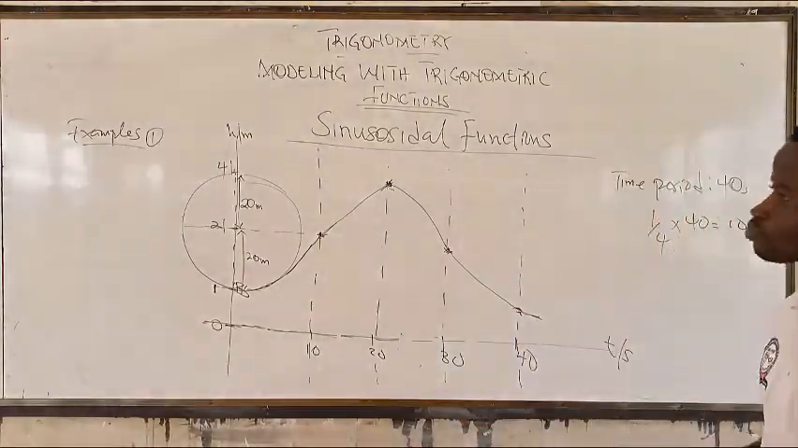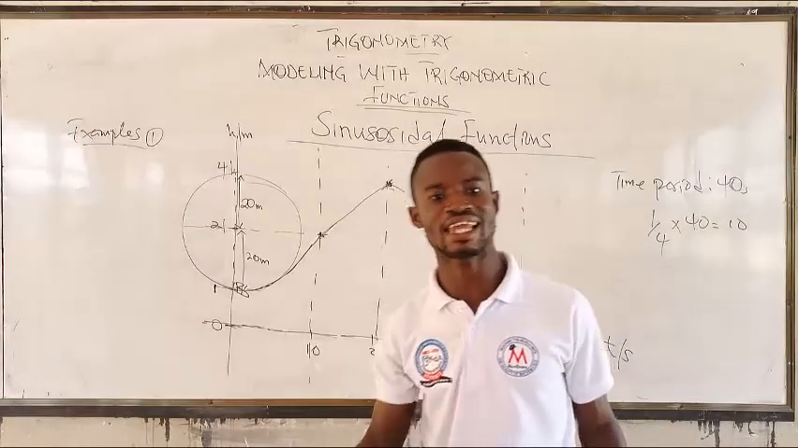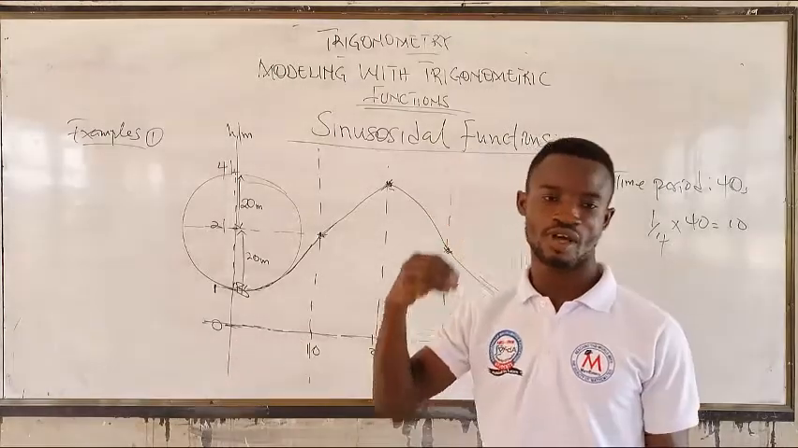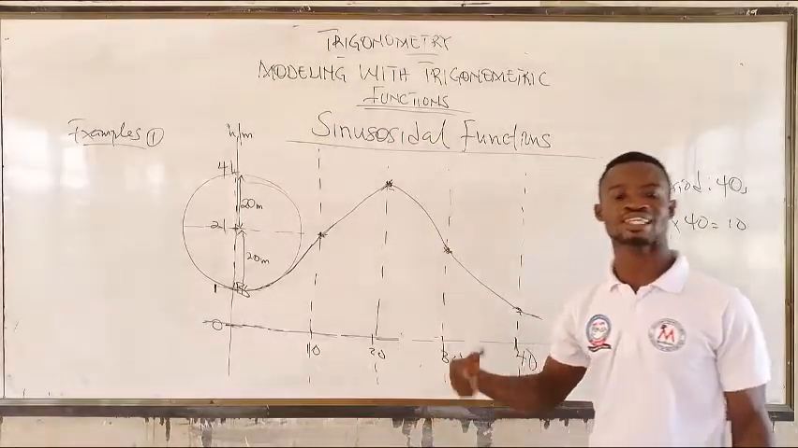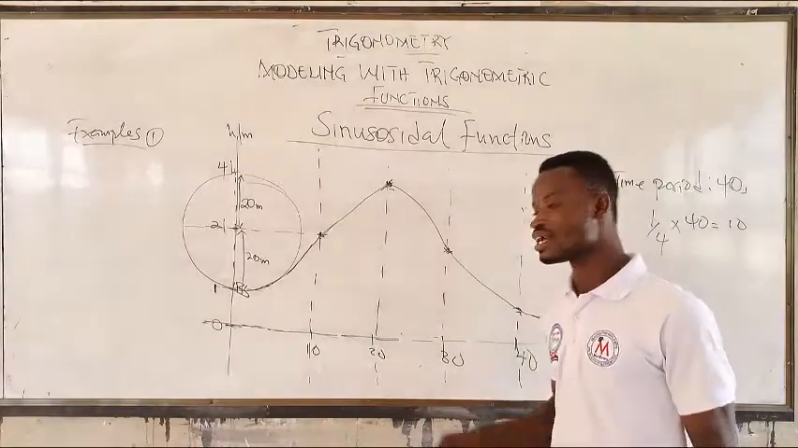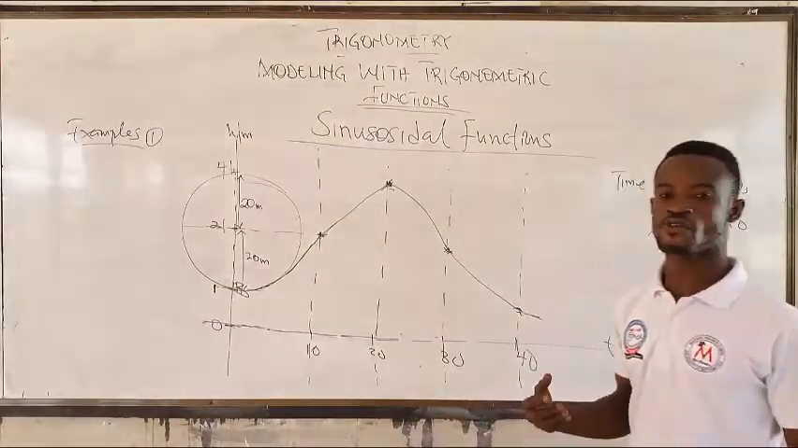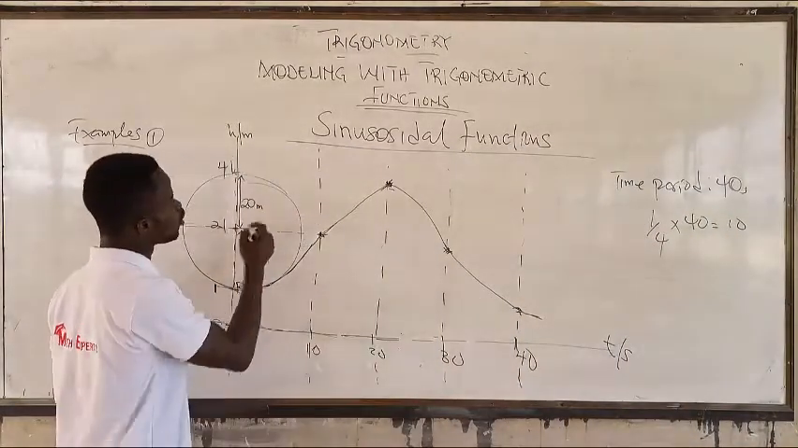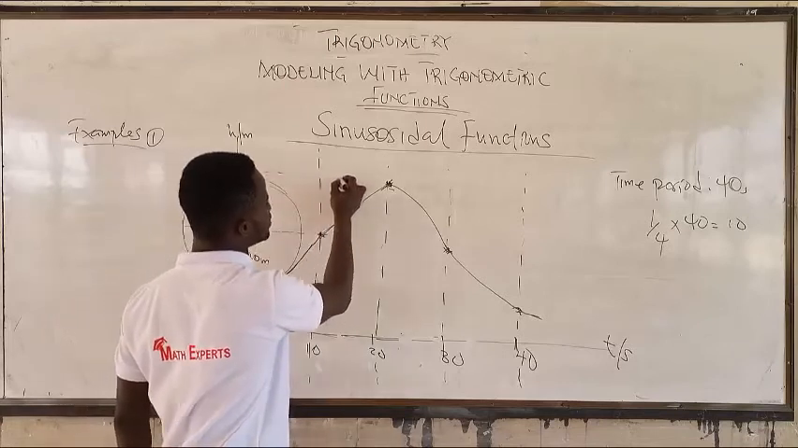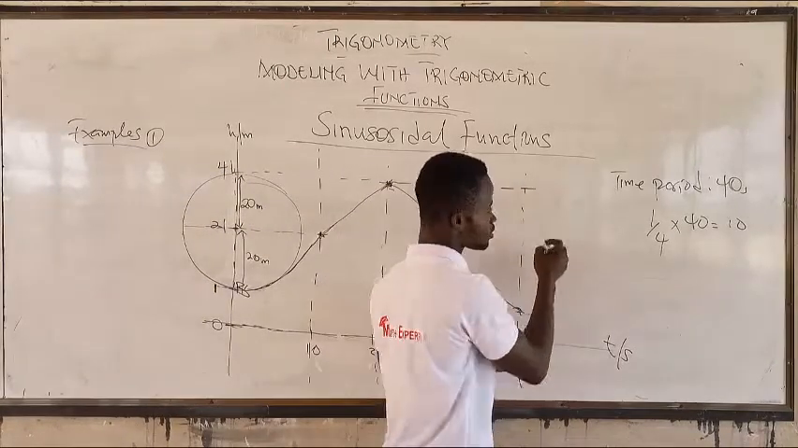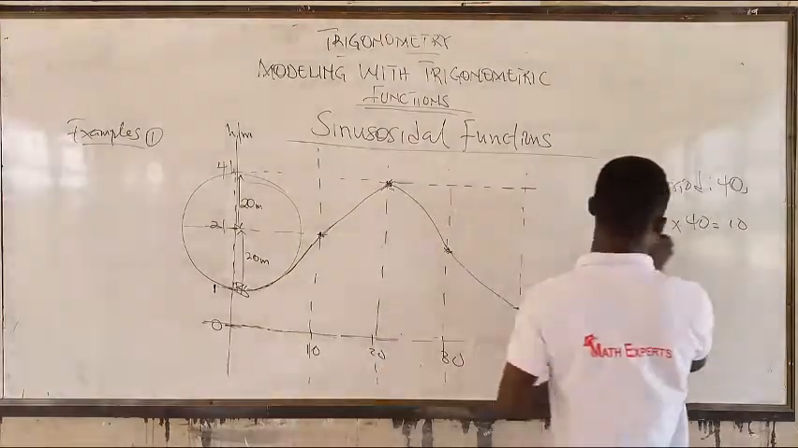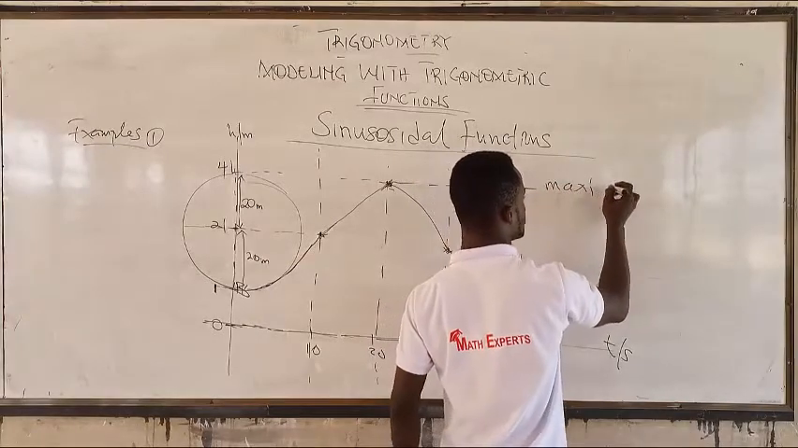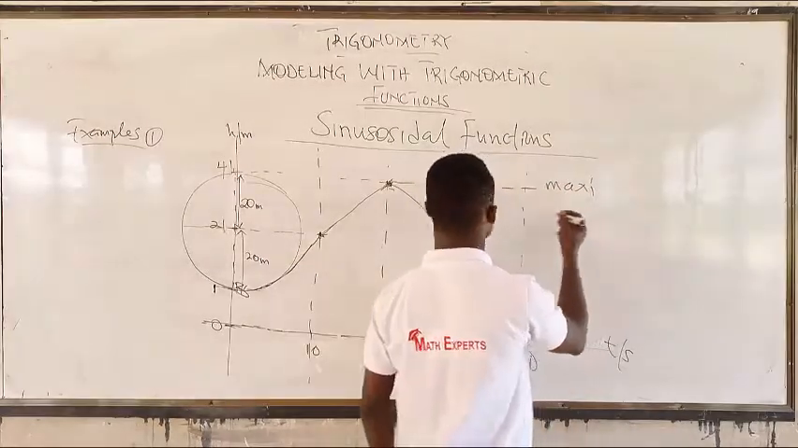So now watch. The question says to write an equation which expresses your height as a function of time. That means that we are going to represent the height of the person as a function of time. Alright, so let's go for this important thing. Now we need to know the maximum height. And you can see that the maximum height, we'll come back to that later. The maximum is going to be 40.